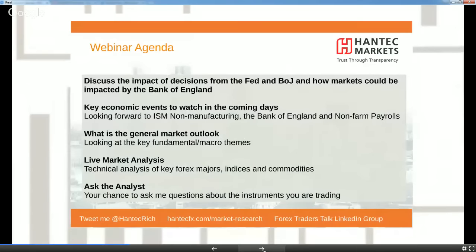Agenda: just a bit of a debrief on the Fed and the BOJ and how markets are reacting on the back of that, and obviously also looking ahead to the Bank of England. Other key economic events as well in the next few days. We've got the services PMIs all today, so ISM non-manufacturing is a key data point today, Bank of England, and obviously not forgetting non-farm payrolls on Friday.